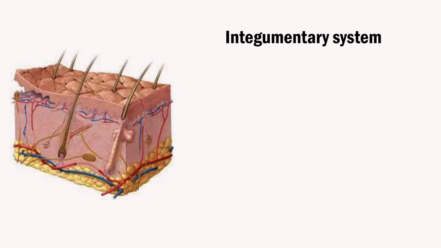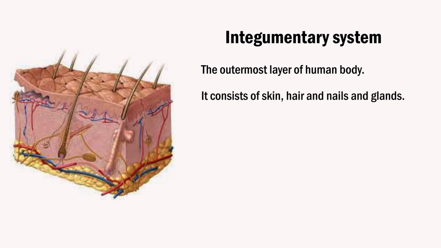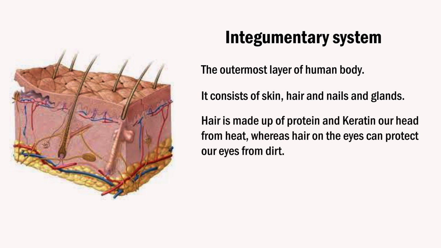Now, the next organ system is the integumentary organ system. It is the outermost layer of the human body, which covers the skeletal system. It consists of skin, hair, nails and glands. The hair is made up of protein and keratin and protects our head from heat, whereas hair on the eyes, also called eyelashes, protects our eyes from dirt, whereas nails protect our fingers.